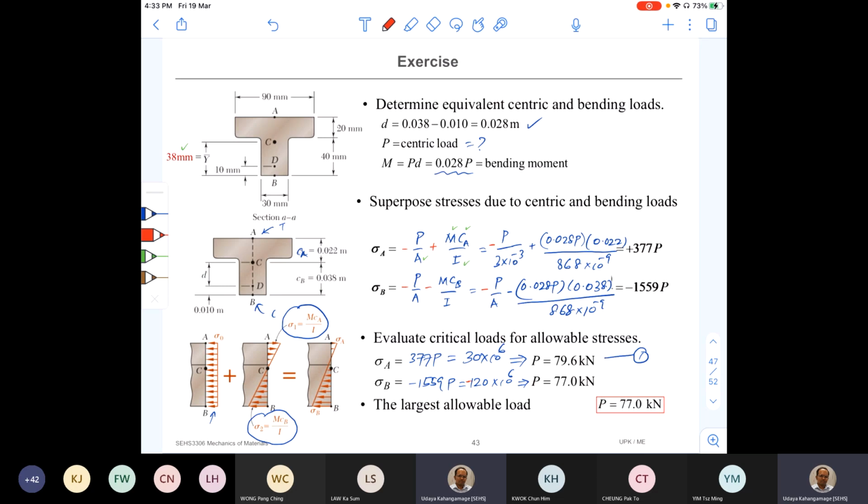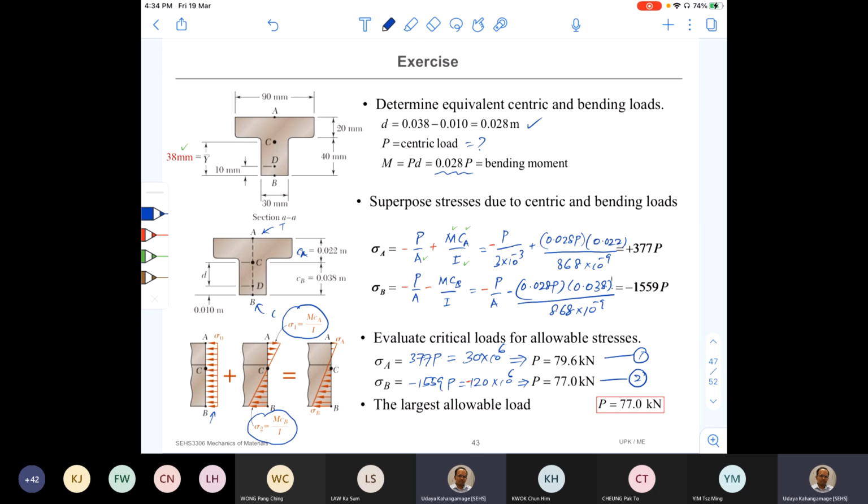Okay, now we get another value for P by considering compressive failure. So you can see that the lowest load that we can apply, or largest load that we can apply, is the lower force here, 77 kilonewton. Okay, so once we apply 77 kilonewton, this member is going to start to fail by compression, not by tension. Right? Okay, I hope that it is clear.